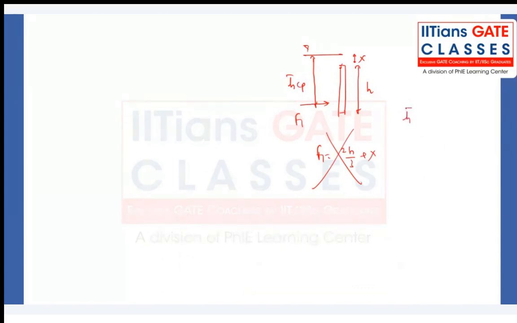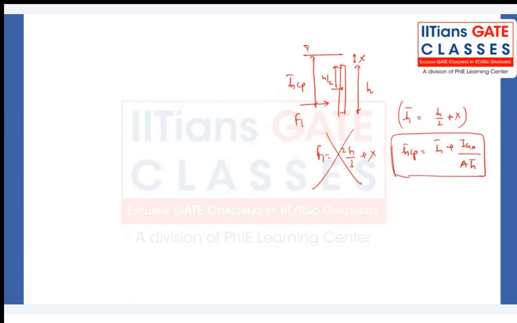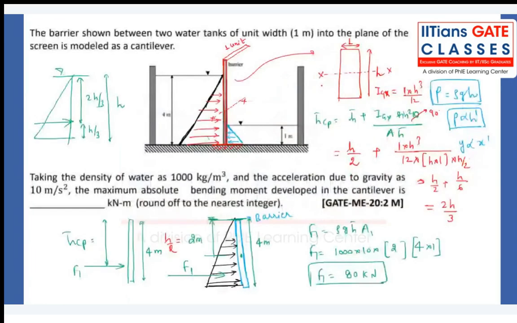Because first of all, h bar will be from here to here, this is h by 2 plus x. Accordingly h bar cp will also change, that is h bar plus IGx divided by area into h bar. When the top surface is not coinciding with the free surface, use this; but in our case it is coinciding, so we can directly write it. Otherwise if you have any confusion, you can derive the h bar cp formula from here. Is that clear? Any doubt till this point?